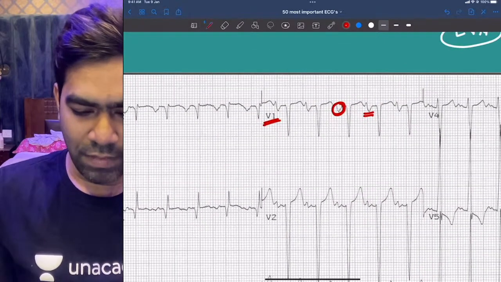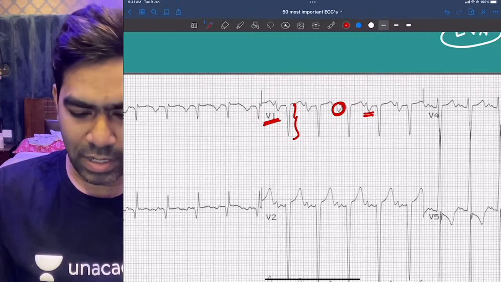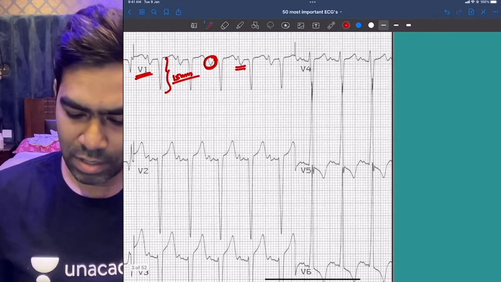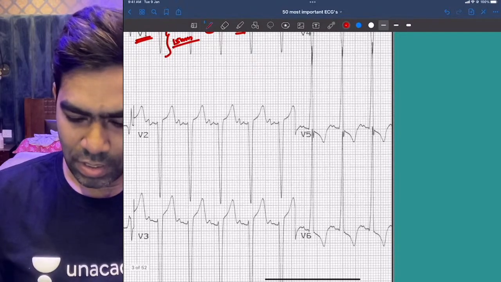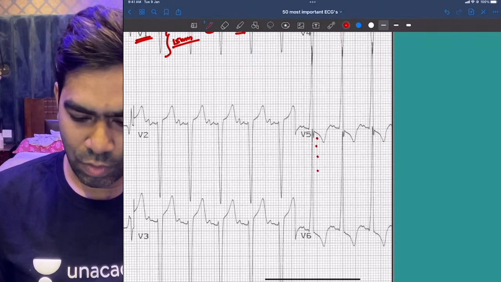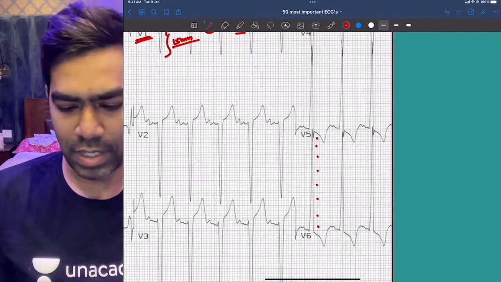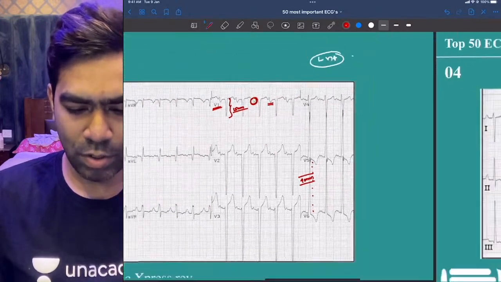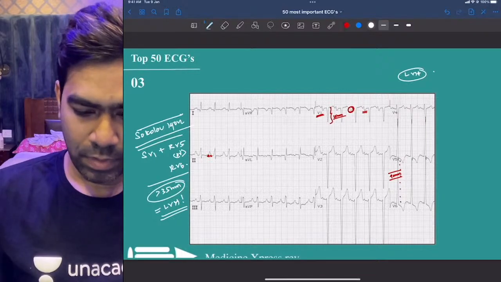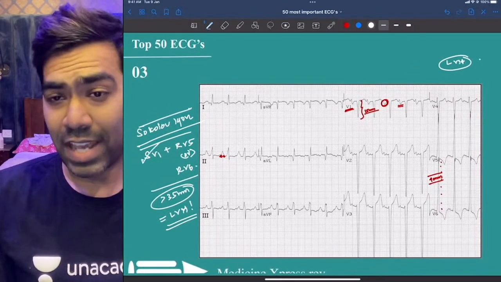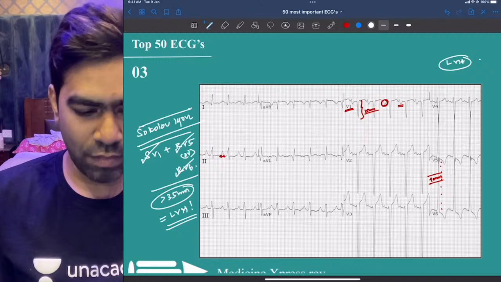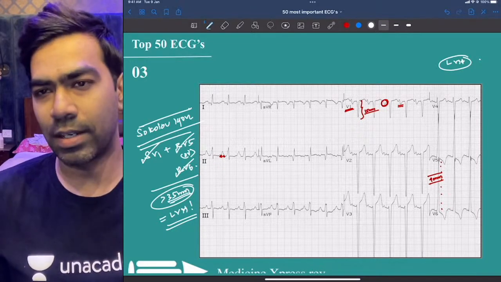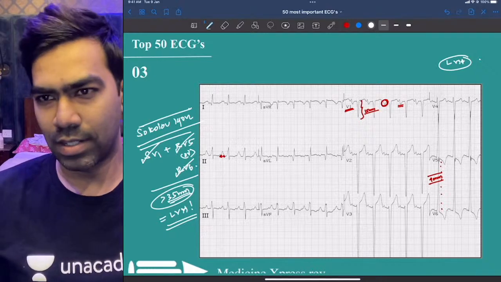Look at this one. In V1, I think there's approximately 15 millimeters of S wave height. And if you take V6, there are definitely 1, 2, 3, 4, 5, 6, 7, 8 large boxes. I think V6 alone has an R wave height of approximately 40 millimeters. So definitely the combination of S in V1 and R in V5 or V6 is going to be surely more than 35 millimeters, and definitely this EKG is a left ventricular hypertrophy EKG. There is no doubt about that.